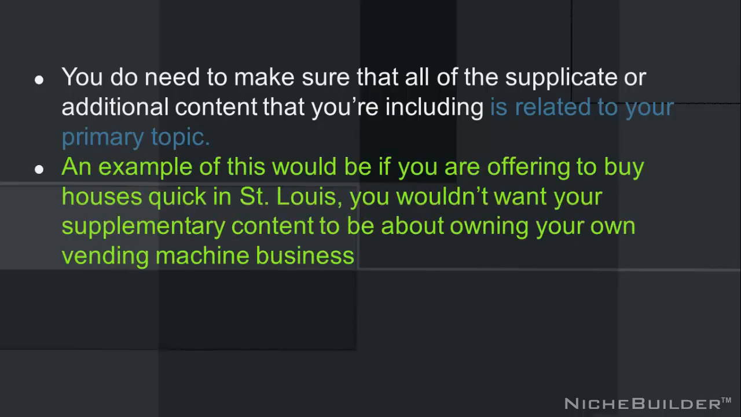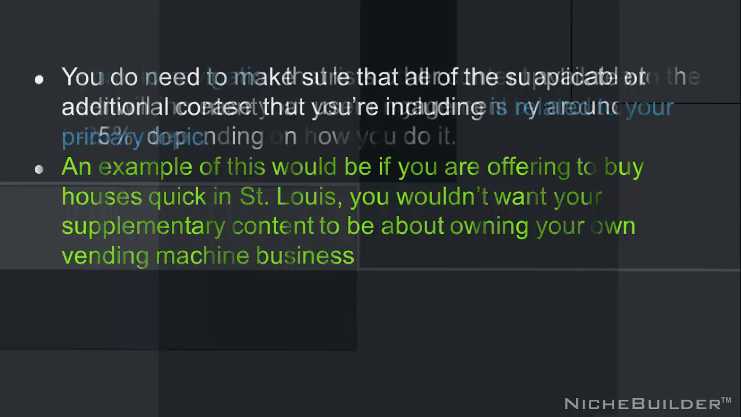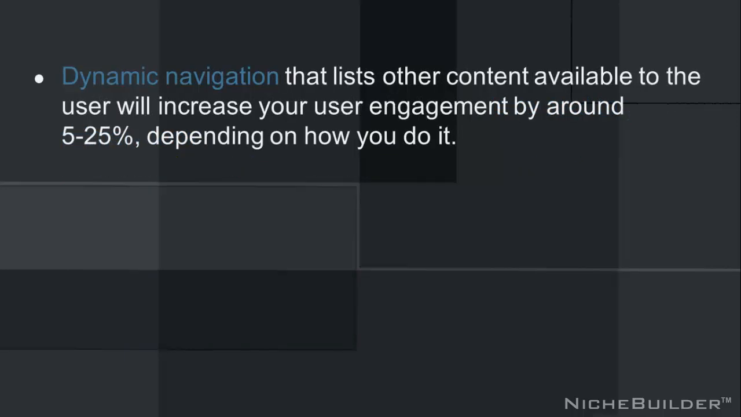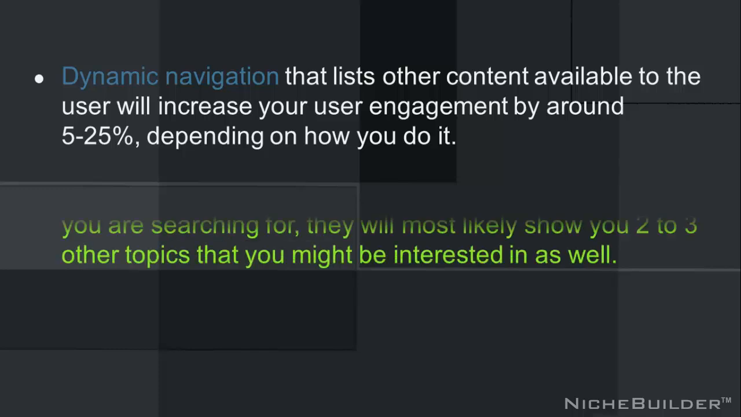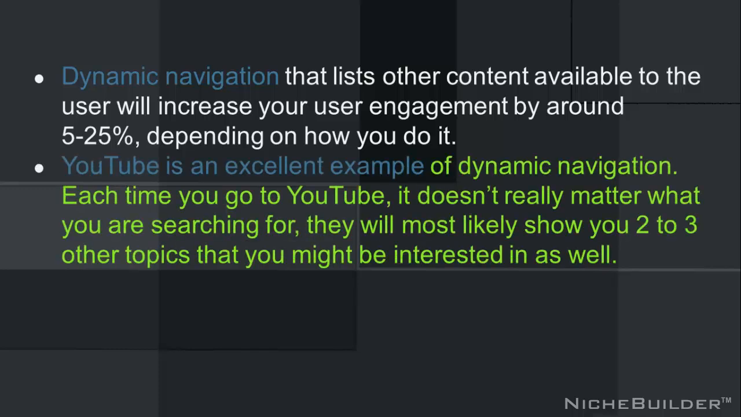An example of this would be if you're offering to buy houses quick in St. Louis, you wouldn't want your supplementary content to be about owning your own vending machine business. Dynamic navigation that lists other content available to the user will increase your user engagement by around 5 to 25%, depending on how you do it.